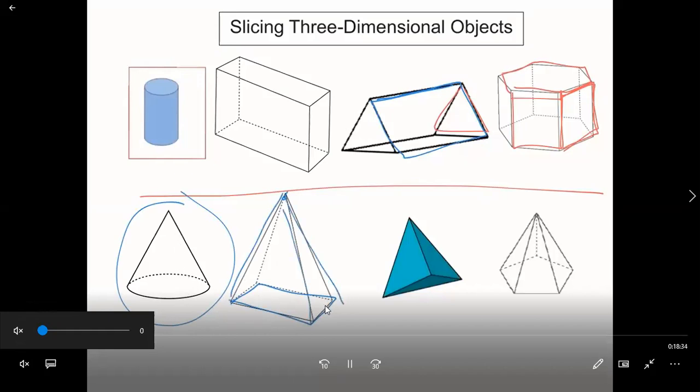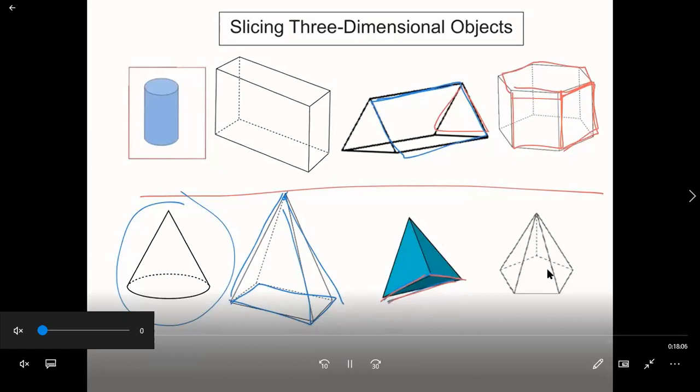The second figure, this one is what? The base is a rectangle, so we will say it is a pyramid, a rectangular pyramid. We will call it according to the shape of its base. Going back to the next figure, this one has a triangle base, so we will say that it's a triangular pyramid.